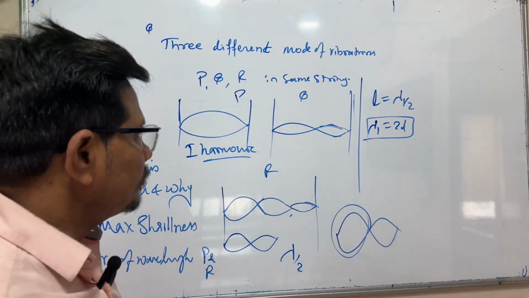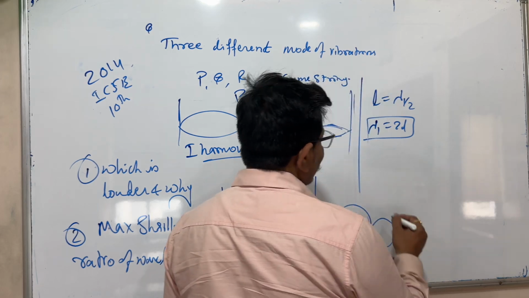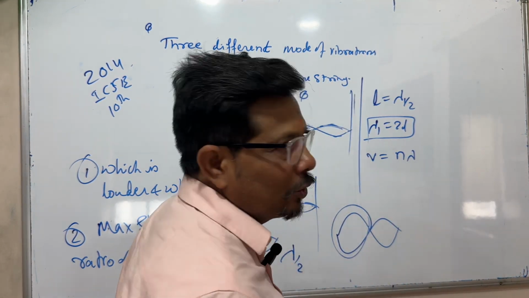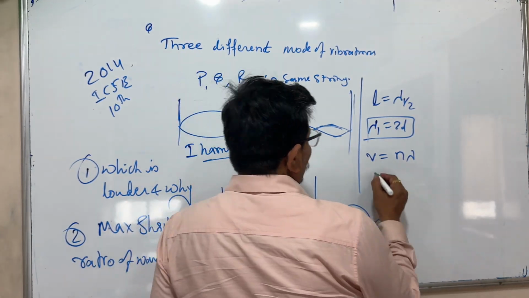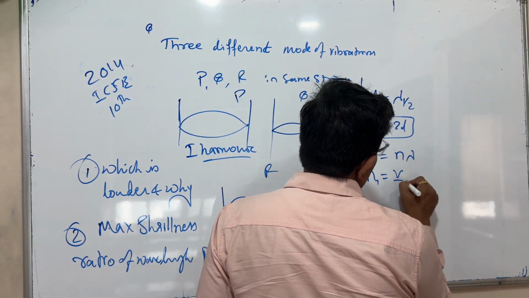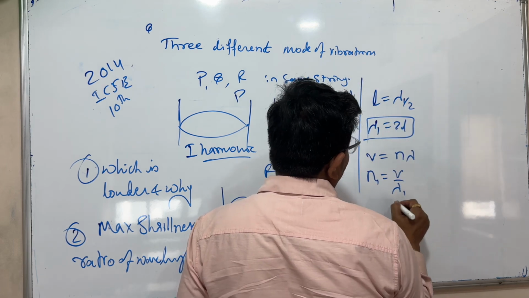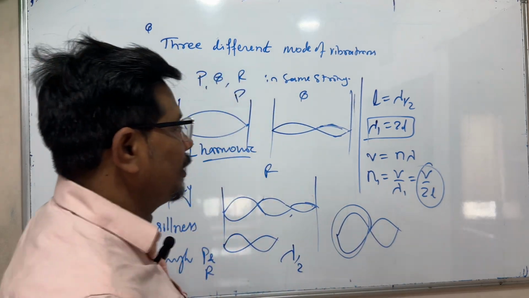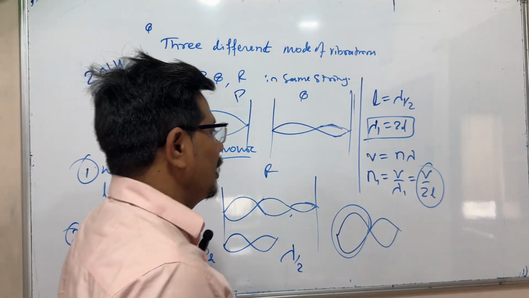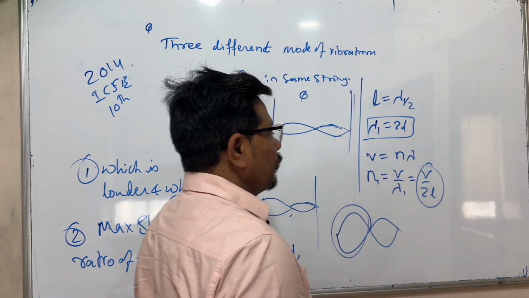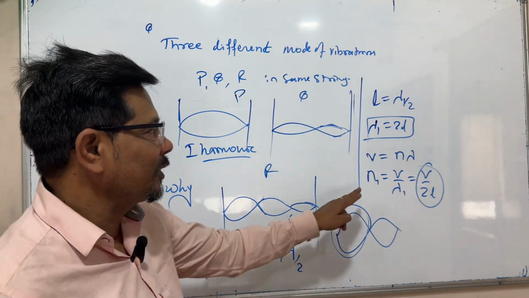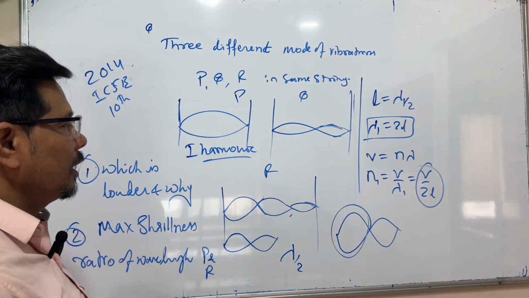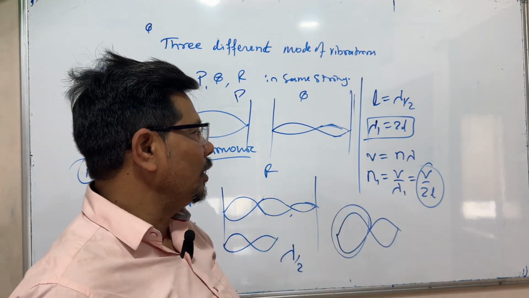Now here we want to get the frequency. V is equal to N lambda, where N is the frequency; in your books you can see f. So N1 is equal to V by lambda 1, and the value of lambda 1 is 2L. So N1 is equal to V upon 2L. This is the first frequency, where V is the velocity of sound.